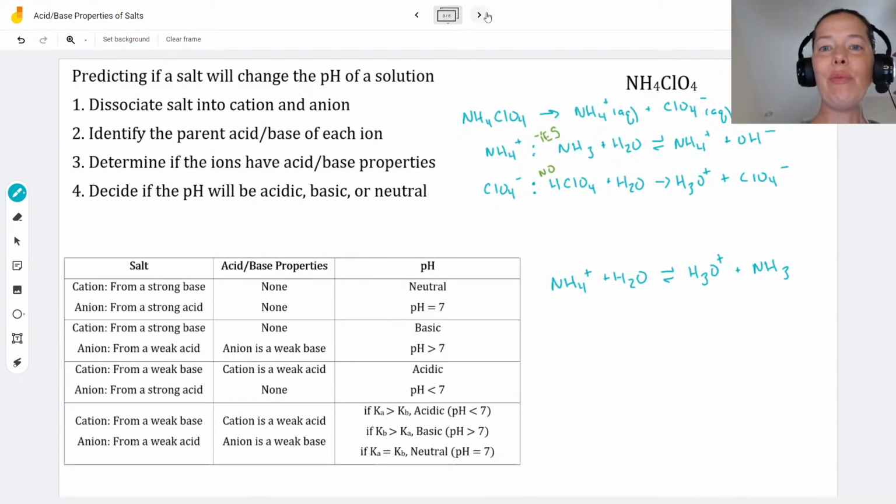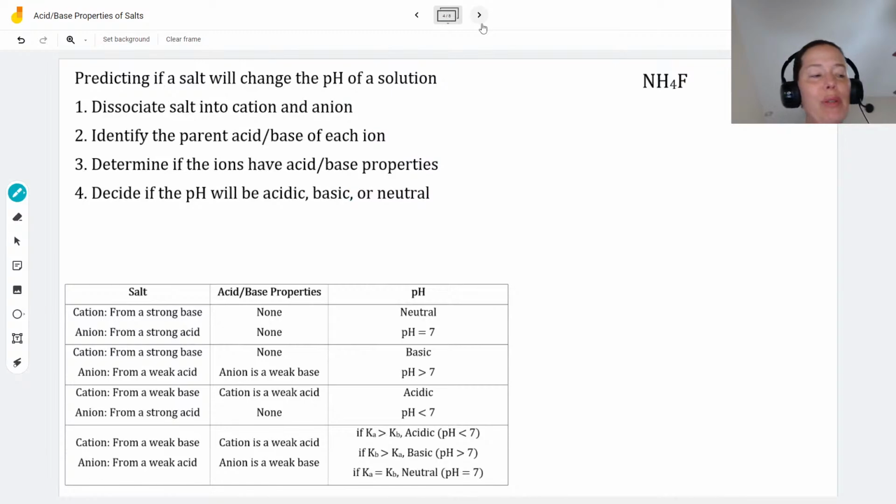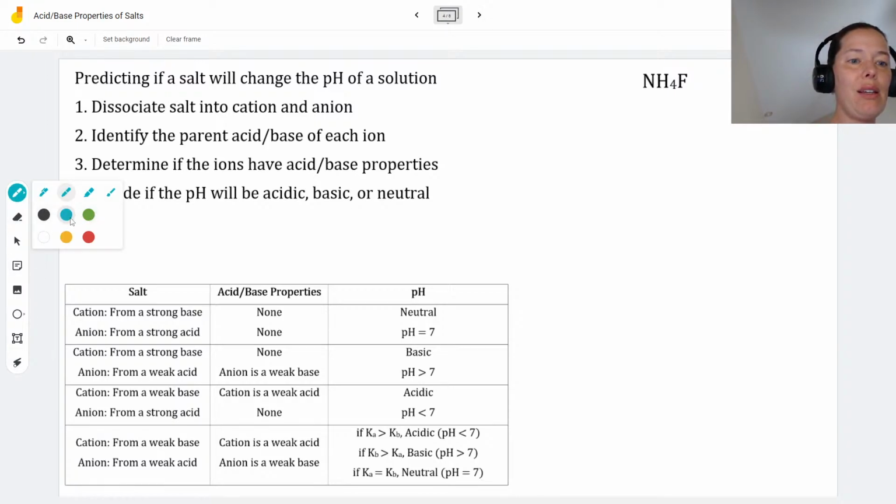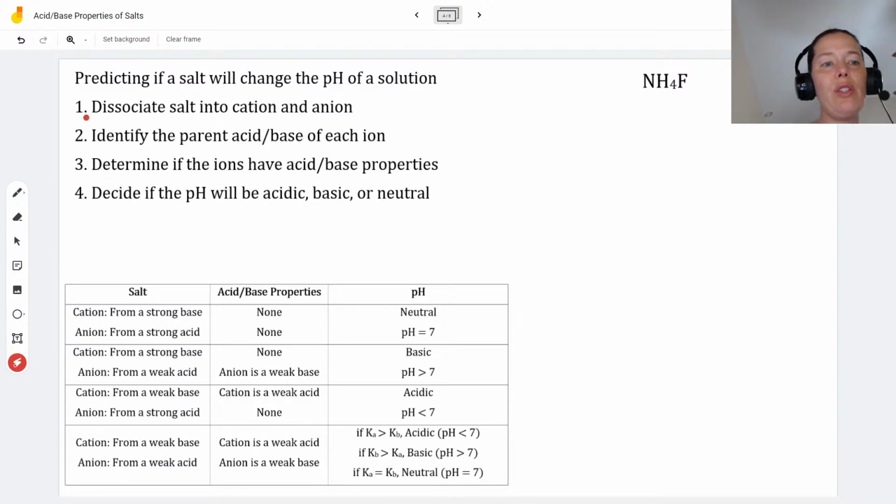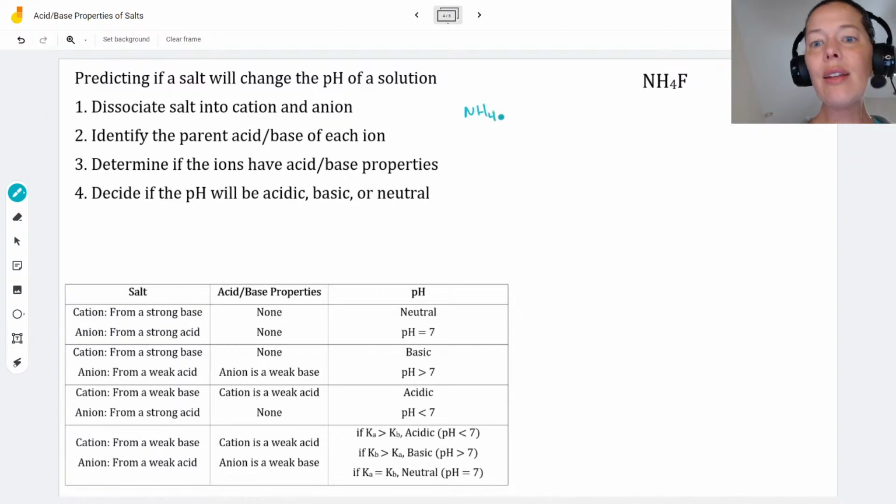All right, so let's move on to our next problem. Okay, so for this salt, we're going to be doing the exact same thing. We're going to go through each of our steps, and we can use our table to help us. So let's first dissociate this into its cation and its anion. So we have ammonium fluoride.